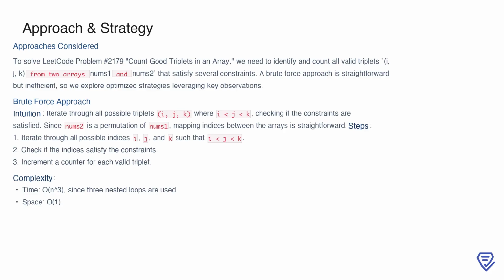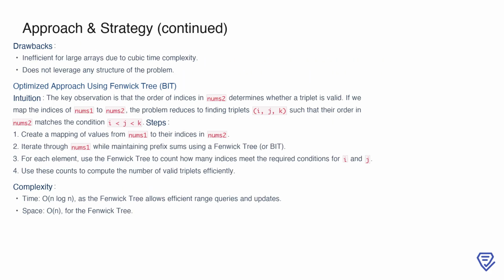However, this method involves 3 nested loops to evaluate all triplet combinations, resulting in a time complexity of n cubed. While the brute force approach is simple to understand and implement, it becomes computationally expensive for larger arrays due to the sheer number of iterations required, making it impractical for large inputs. The inefficiency of the brute force method leads us to consider optimized strategies. A key observation here is that the relative order of indices in nums2 determines whether a triplet is valid. By mapping values from nums1 to their corresponding indices in nums2, we can simplify the problem to finding triplets that satisfy the condition i less than j less than k in the order of nums2.